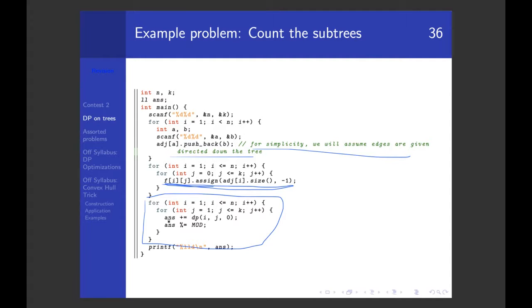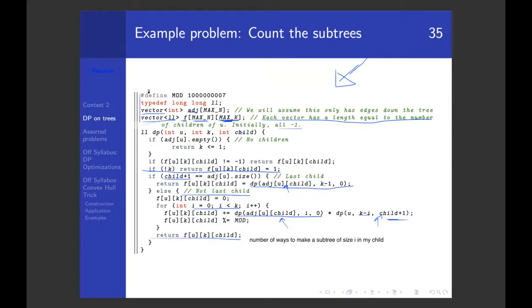And then we add. Remember, the answer was the sum of DP values for every node and every size, because the question is how many ways to make a subtree of size k. So for every node, for every size, we add the number of ways. Regarding moduloing, I define mod up here to be equal to 1,000,000,007. And along the way, after every addition, we do a modulo.